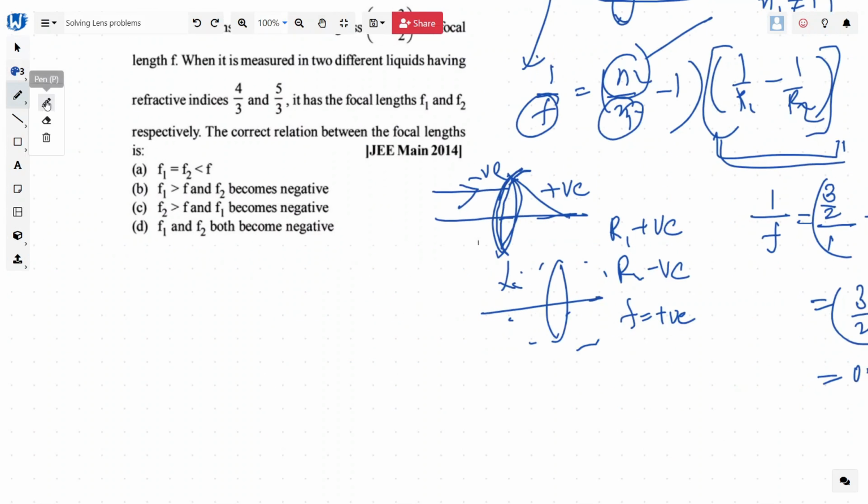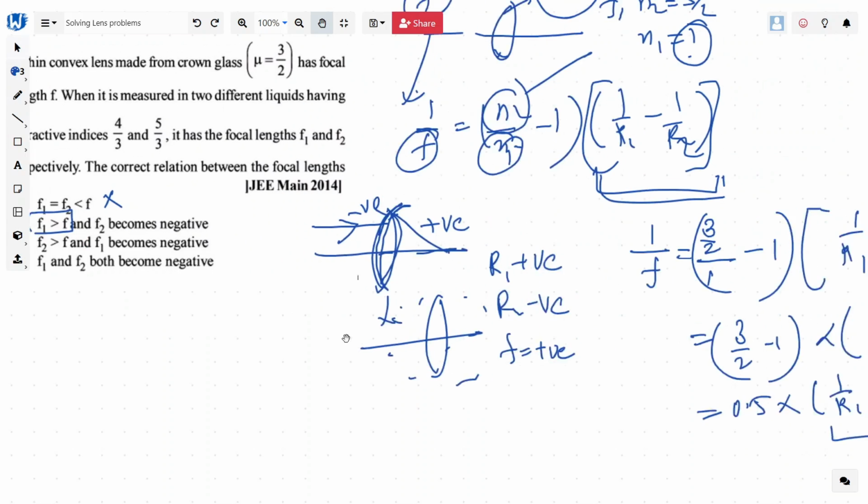Yeah, so we have it here, right? F1 is greater than... F1 is equal to or less than, this is untrue, right, because F1 is greater than F, right? Now let's look at F2 and then we'll be able to find our answer.